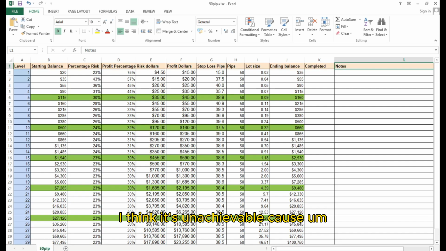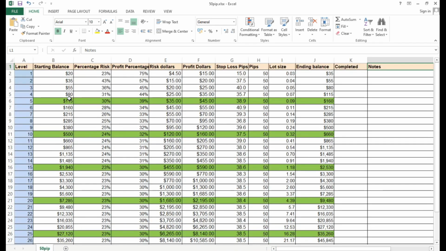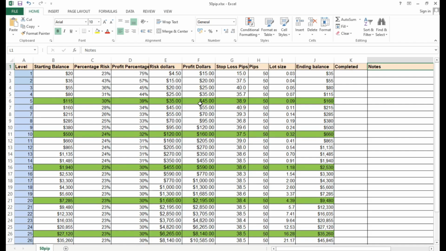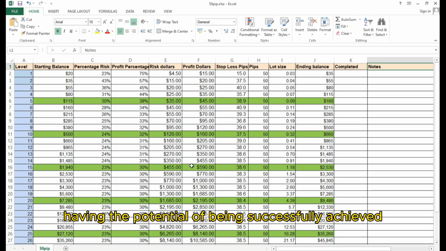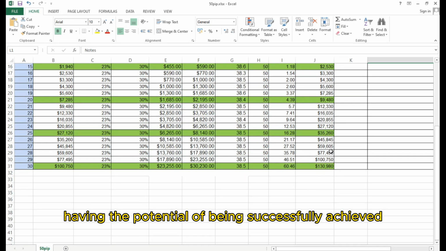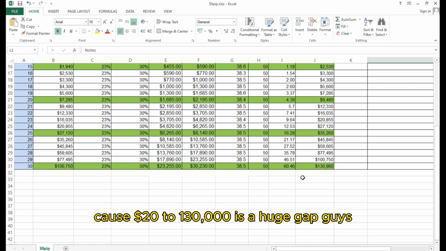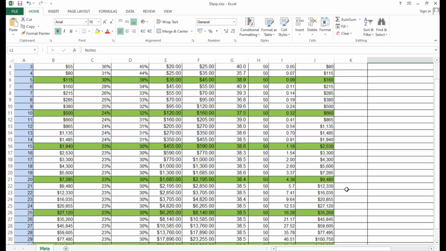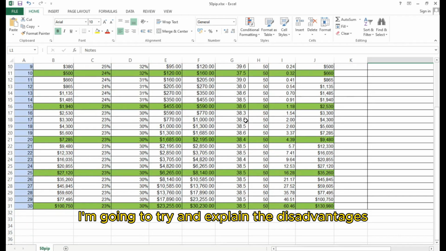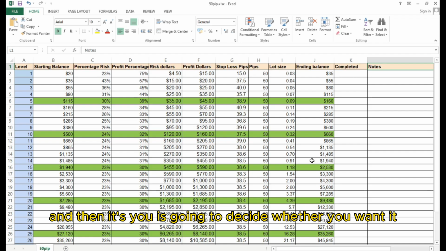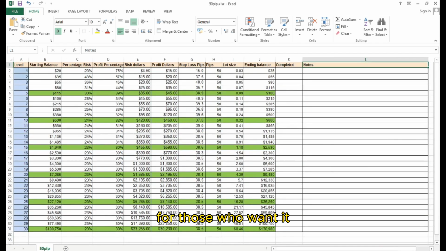So what I'm saying is, this trading plan is an opportunity for some. But for me personally, I think it's unachievable. Because when we're looking at a trading plan, there must be some form of feasibility in it. It must be tangible. It must be accessible, having the potential of being successfully achieved. When I look at this plan, I don't see that, because $20 to 130,000 is a huge gap, guys. That is why in this video we're going to explain the disadvantages and the advantages of having this. And then it's you who is going to decide whether you want to try it or not. For those who want it, I'll link it below so that you can see it for yourselves. Or maybe reality can strike.